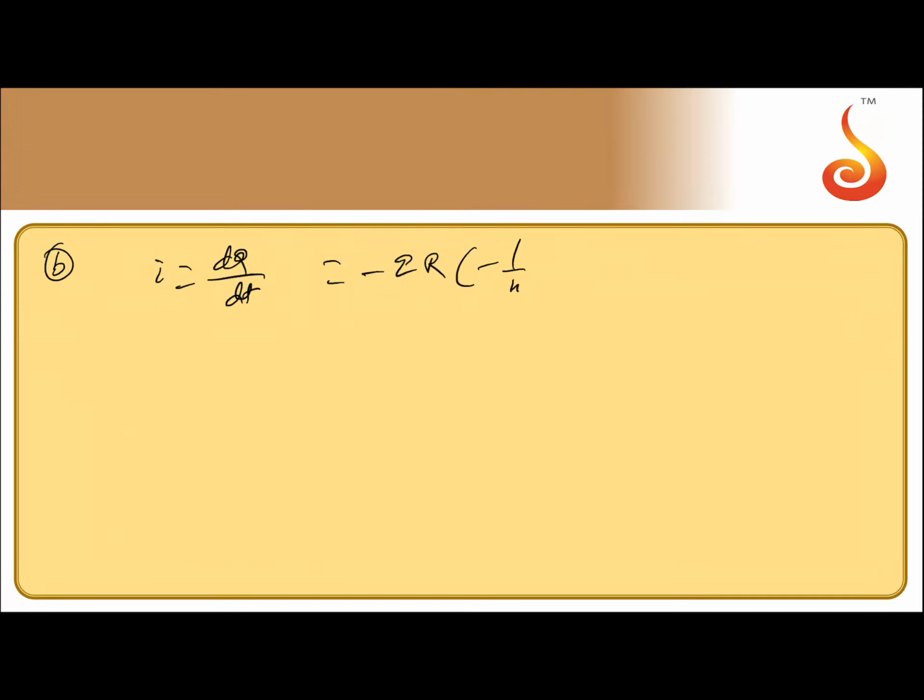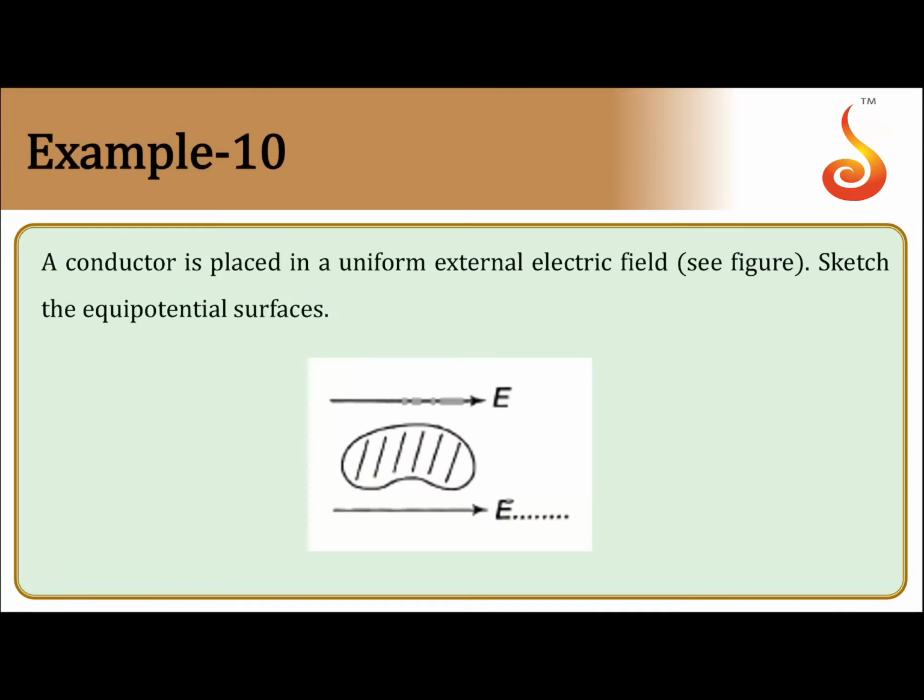Second part of the question. I we know is dq by dt. So minus dx by dt. So into V. This is the required current.